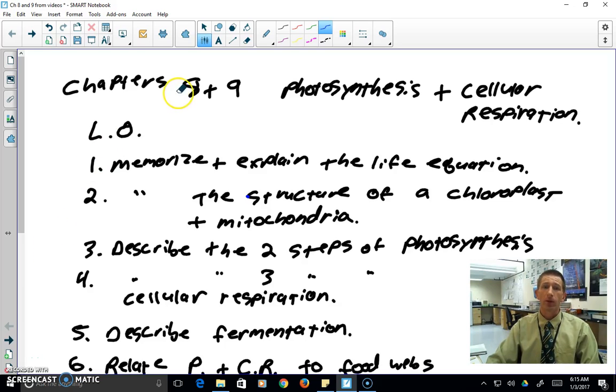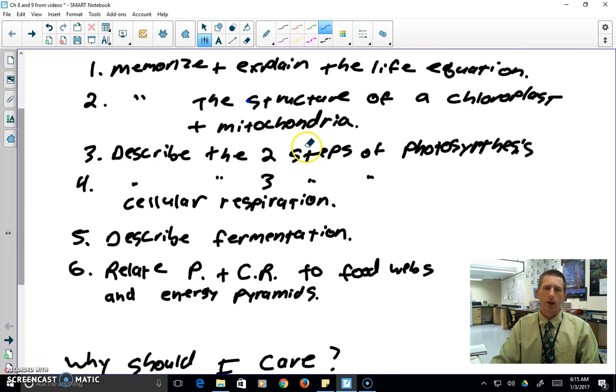So let's review chapters 8 and 9, photosynthesis and cellular respiration. We memorized and explained the life equation for both processes. We looked at the structure of a chloroplast for photosynthesis, the structure of a mitochondria for cellular respiration. We described the two steps of photosynthesis, so that's the light-dependent reactions and the Calvin-Benson cycle. We described the three steps of cellular respiration, so that's glycolysis, Krebs, and the electron transport chain.